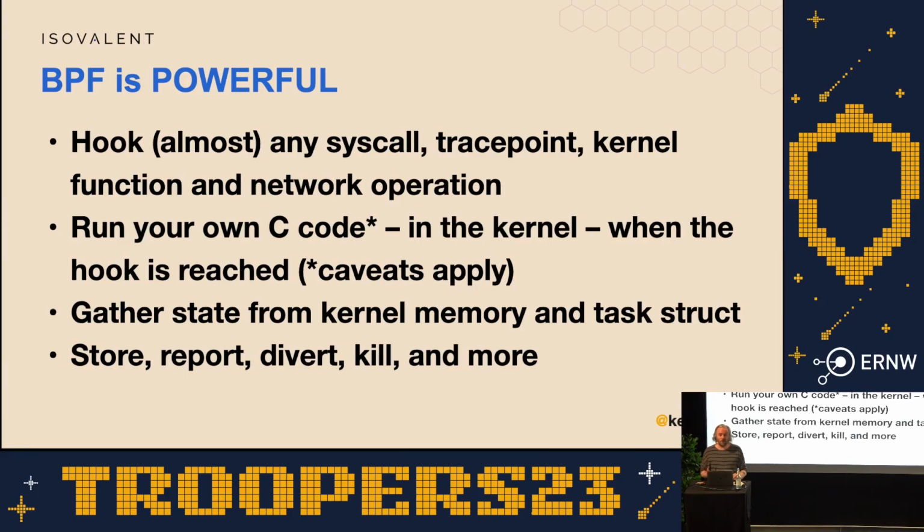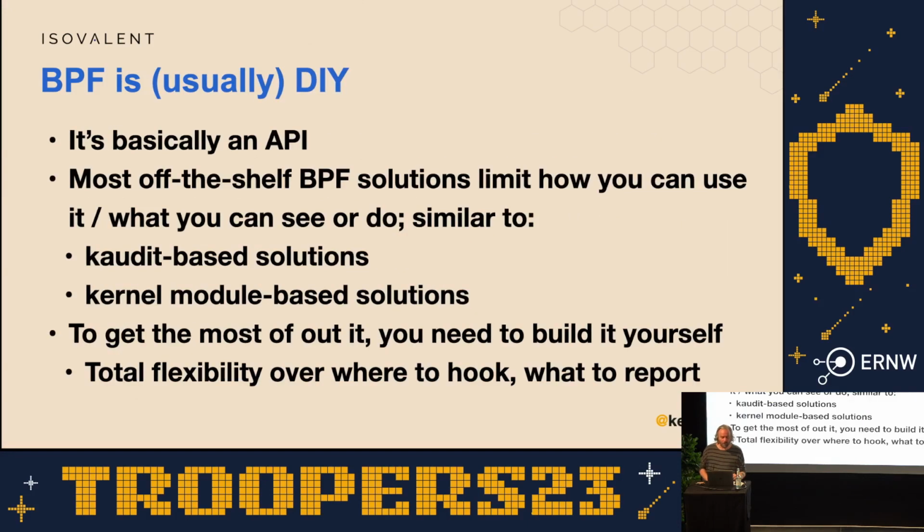And your code can access the task struct. It can pull information about the current running process. It can pull information from other places. It can store it in data structures that are shared with other BPF programs, shared with itself, shared with user space. There's a ring buffer where you can send data to user space. So it's an ideal place to observe everything that is happening in your system. But it's basically an API. It's a programming language. You have to build it yourself.